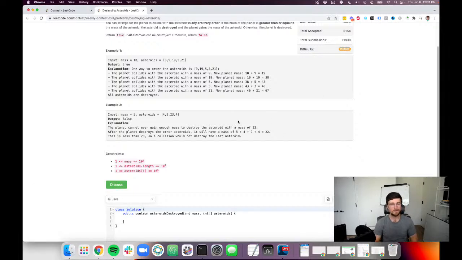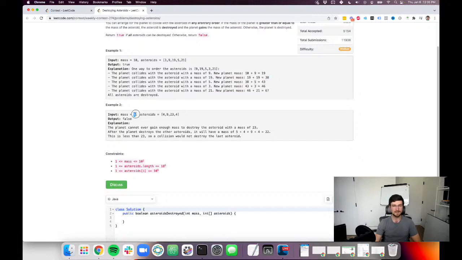So my other thought is, is there some sort of greedy approach that we can take? Because my initial thought is that the one way that is always going to work is to just destroy asteroids in order of increasing size, right? Because if we destroy asteroids in order of increasing size, that would mean 10 would destroy 3 and become 13. 13 would destroy 5 and become 18. 18 would destroy 9 and become 27. 27 would destroy 19 and then destroy 21, so that would work.